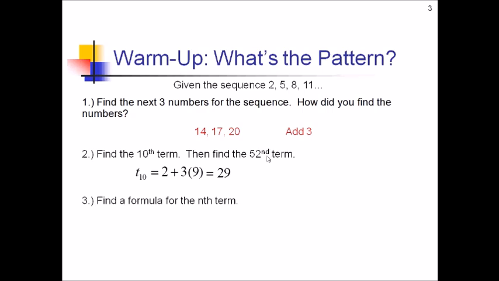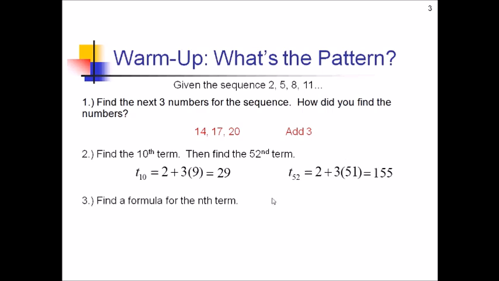If you want the 52nd term, then again you're starting with 2, and you're adding 3, not 9 times now, but another 51 times. So we need to do 2 plus 3 times 51. And that's going to be, let's see, 155, if we multiply all that out and add it.